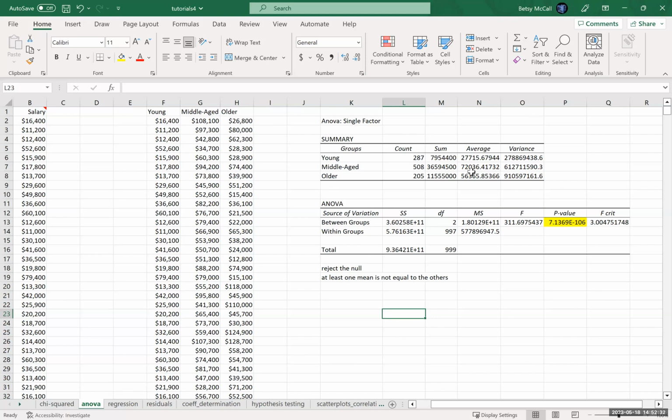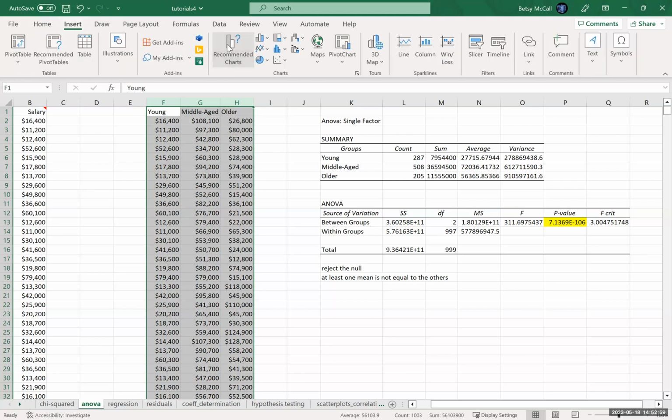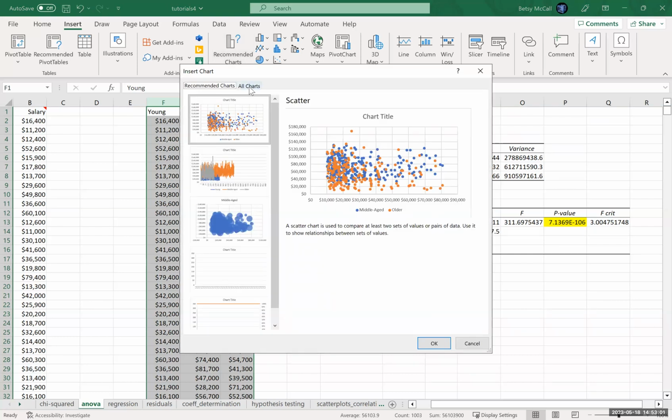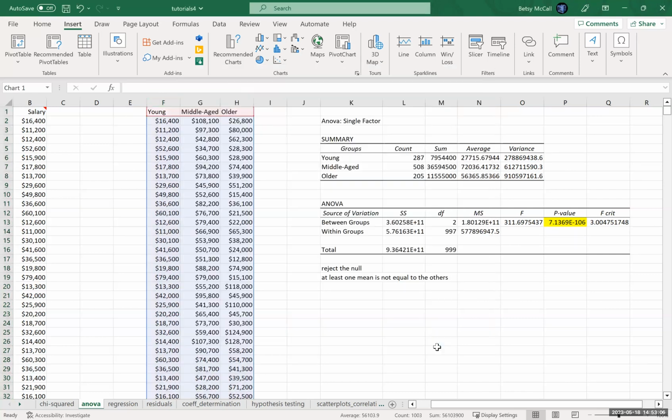But what we can do is create a box plot from the same data, and at least we can give it an eyeball without going through the individual t-tests. Sorry, they would be independent t-tests, but each pair at a time. So young with middle-aged, young with older, middle-aged with older. But let's look at our box plot and see what the box plot suggests. Box plots never come up under recommended charts. Here's our comparative box plot.